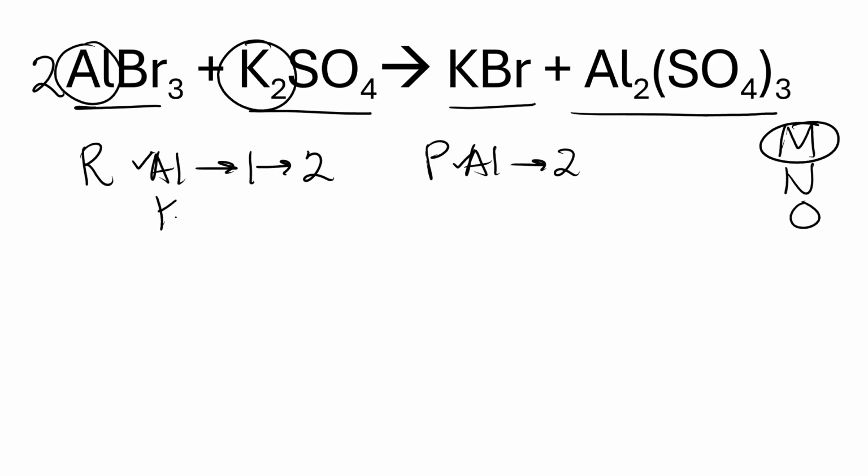Then we balance our potassium. On the reactant side, we have 2 because the subscript of potassium is 2, and 1 for the product side. So we need to multiply this by 2 so that it balances the potassium out.